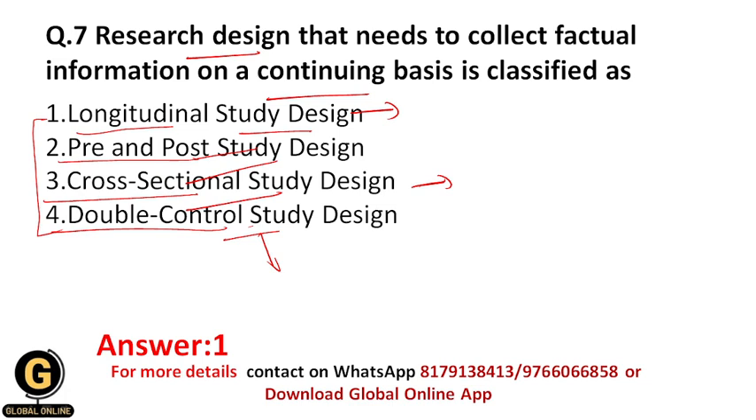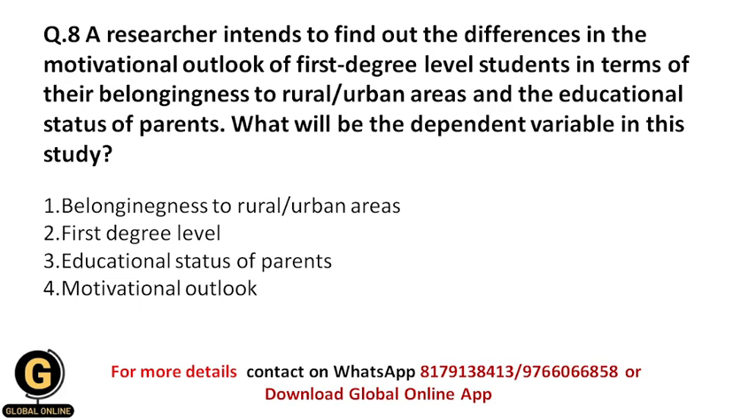Okay, and that's why it is called the double control study design, and the correct answer is 1, that is longitudinal study design. A researcher intends to find out the differences in the motivational outlook of first degree level students in terms of their belongingness to rural or urban areas and the educational status of parents. What will be the dependent variable in this study?